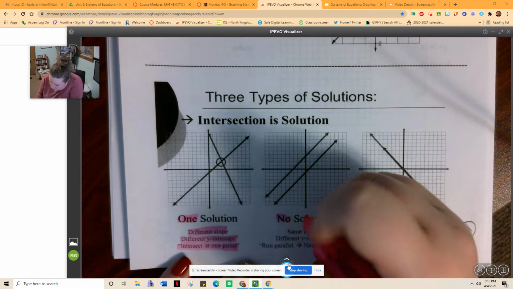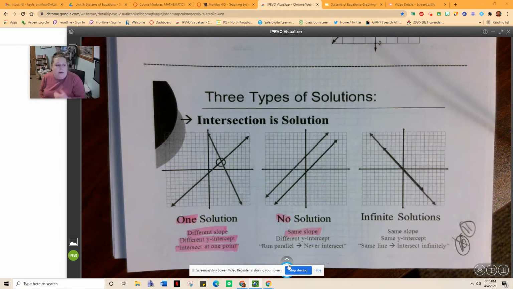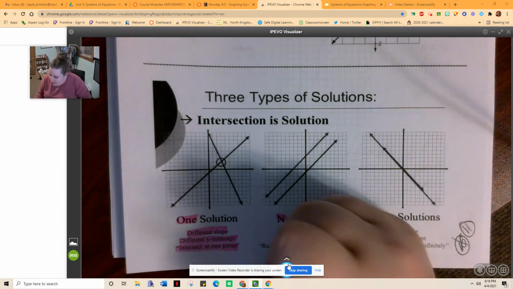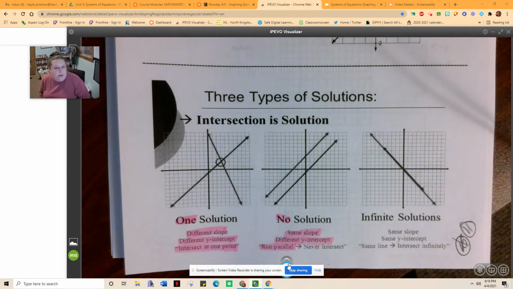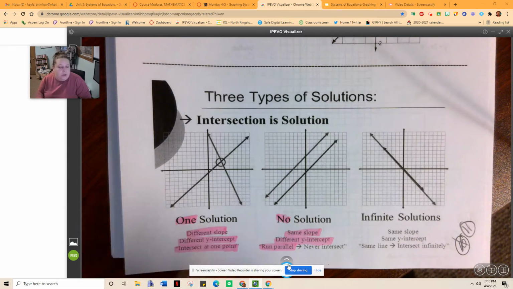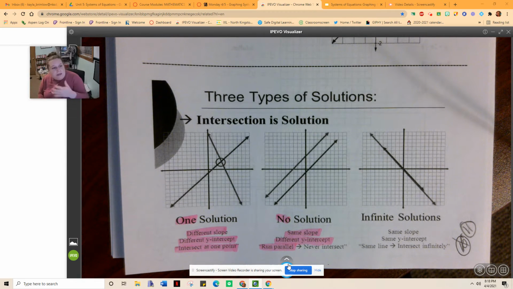If I have no solution, they're going to have the same slope, meaning they're moving at the same rate. However, they're starting or hitting at different places. They run parallel to one another, therefore they will never intersect. So they have no solution. Each of these equations has the same slope, which is why it has the same steepness, moving at the same rate, but also why they'll never cross.